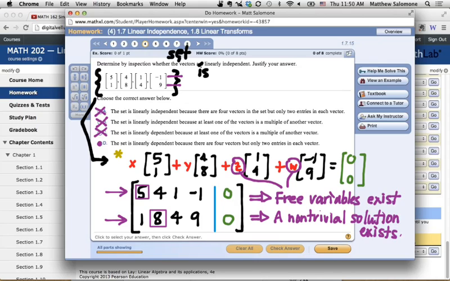So the best answer here is D. It's linearly dependent because there are 4 vectors, which are going to give us 4 columns in our matrix. But there are only 2 entries in each vector, and therefore only 2 rows in our matrix. So we cannot have a pivot in every column. Therefore we have free variables. Therefore the solution is not unique. Therefore, the vectors are linearly dependent because there's a non-trivial solution to this homogeneous equation.